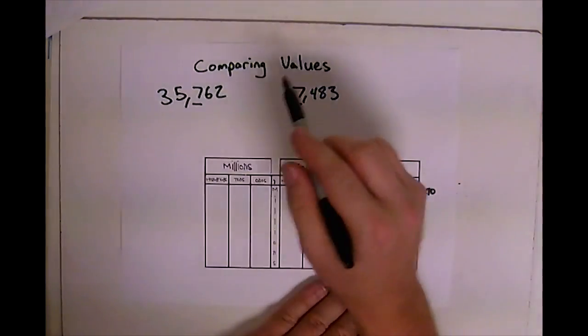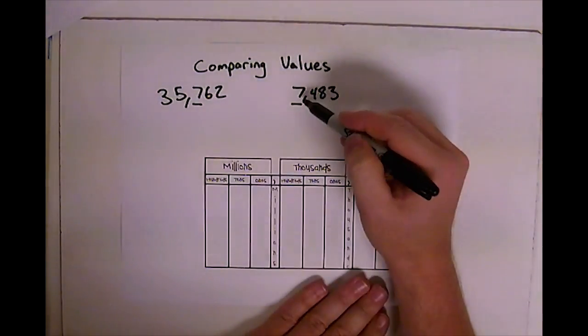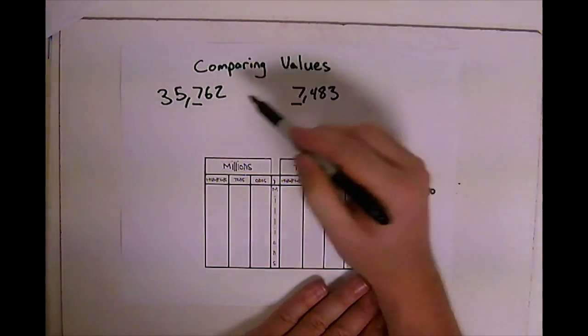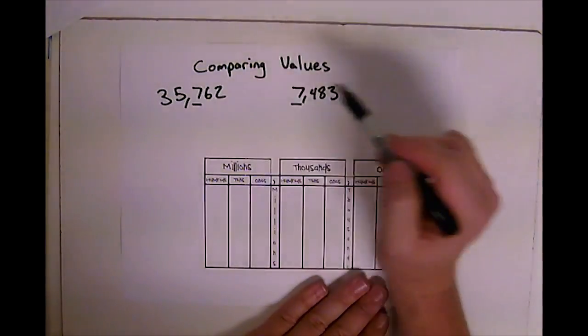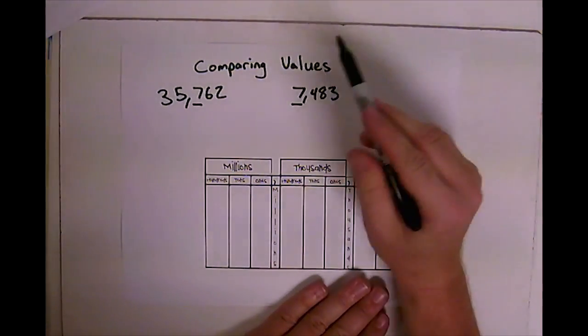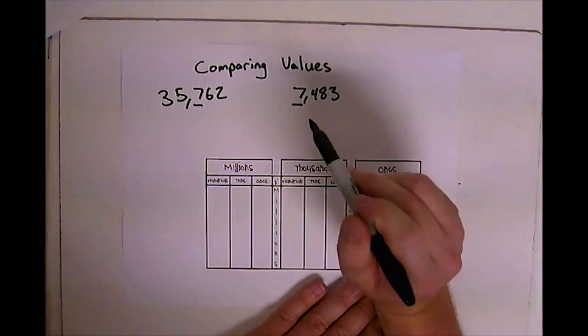So let's look at this number up here. We have 35,762, 7,483. And we're going to compare these two numbers, but we're not just going to compare the numbers, we're going to compare the 7s in each of those numbers. So for right now, you don't even have to look at the whole number. You're just looking at the value of the 7s.